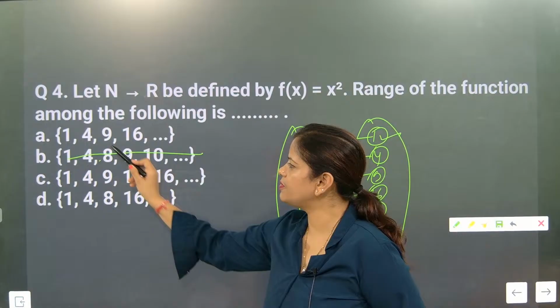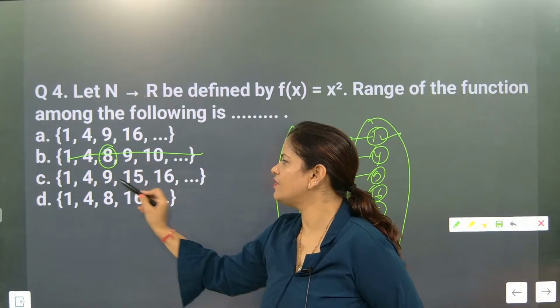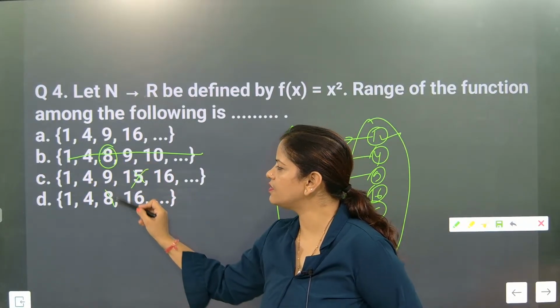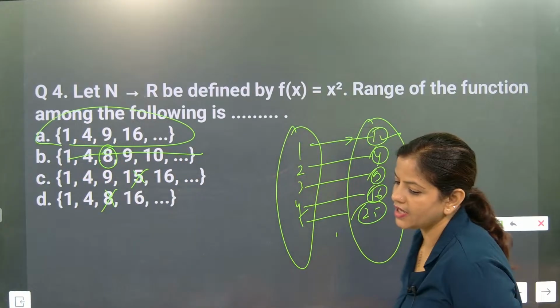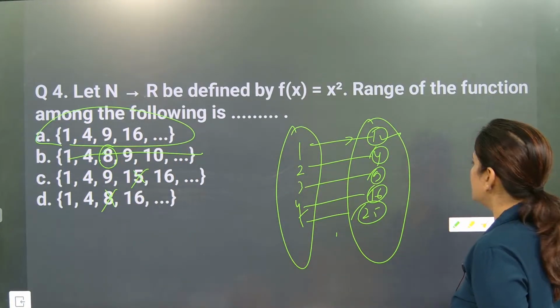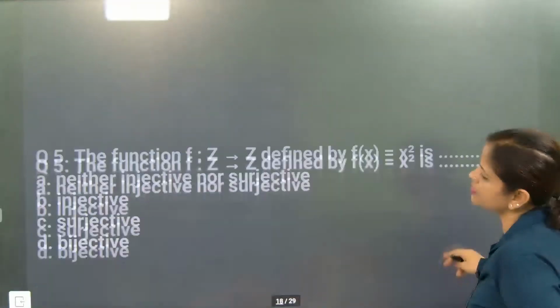This is not possible because 8 is not a complete square. 1, 4, 9, 15 is not possible. 1, 4, 8 is not possible. So A will become the answer. 1, 4, 9, 16 like that. Okay, so this is the answer. Now we will go for the next one.